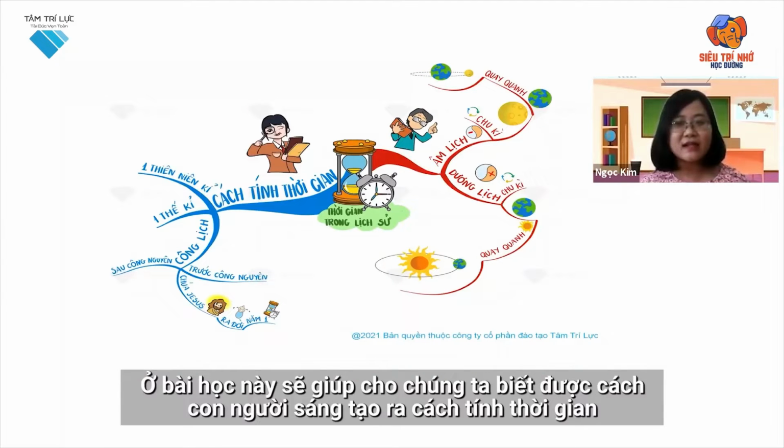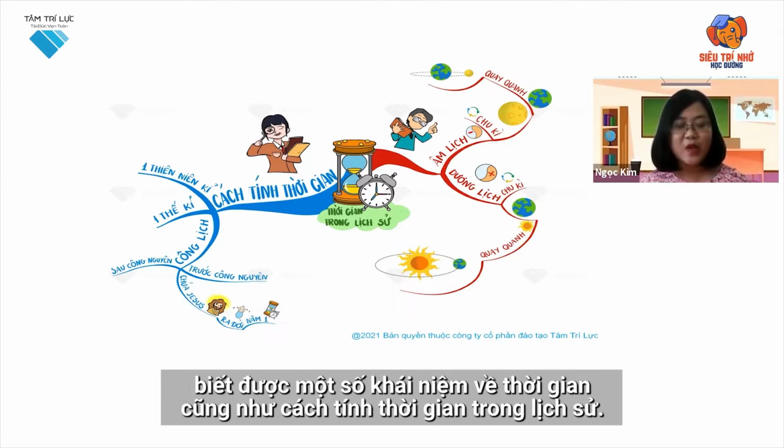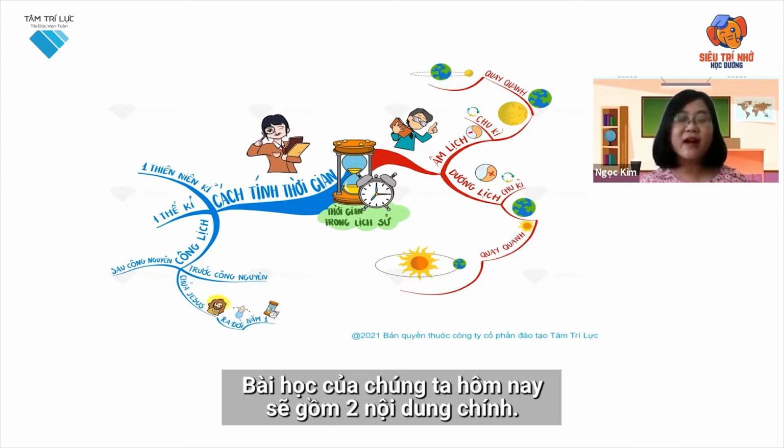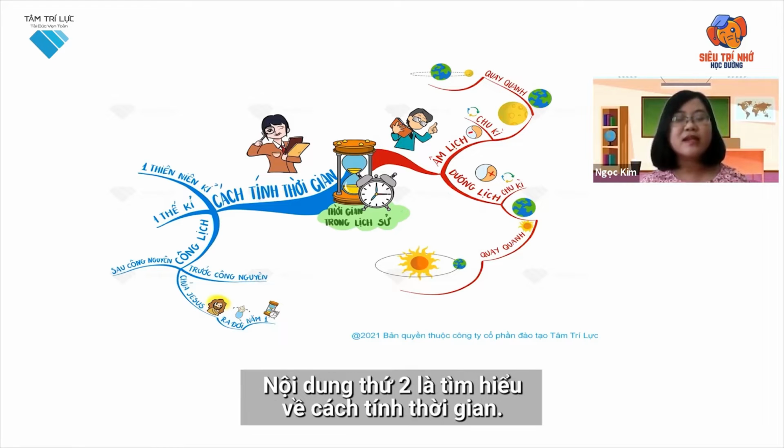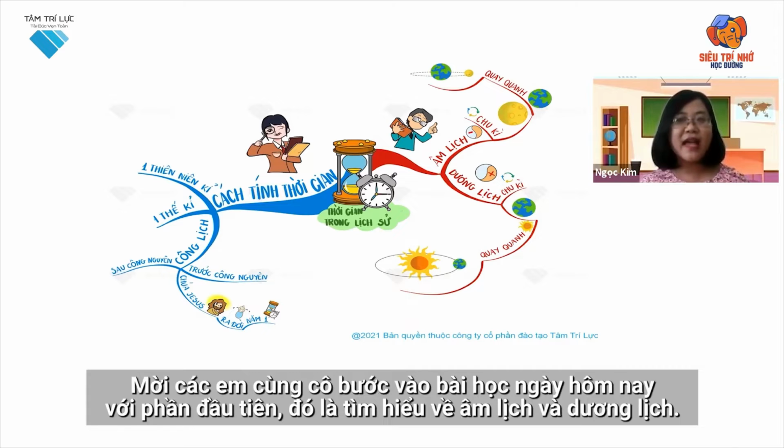In this lesson, we will learn how people create time calculation, know some concepts of time, as well as how to calculate time in history. Our lesson today includes two main topics. The first part is learning about the lunar and solar calendar. The second part is learning about how to calculate time. Let's start today's lesson with the first part, which is learning about the lunar and solar calendars.